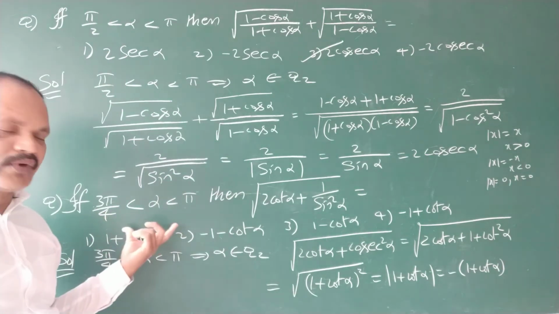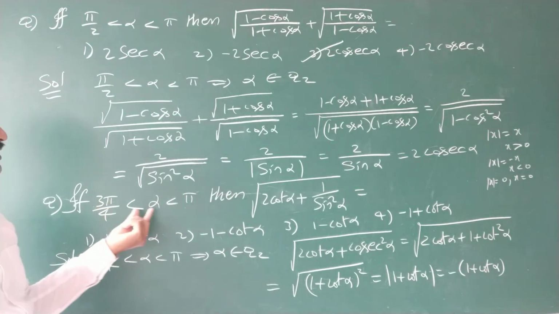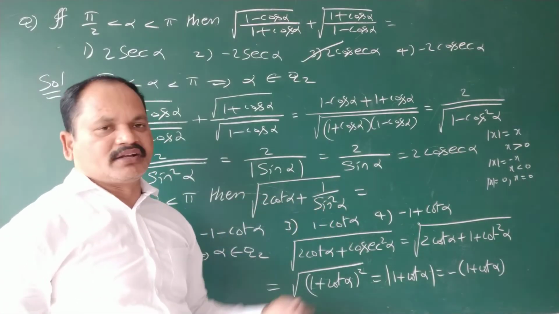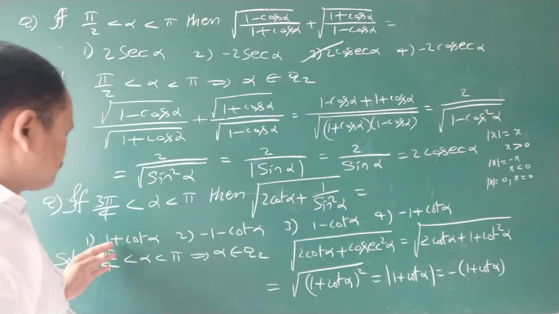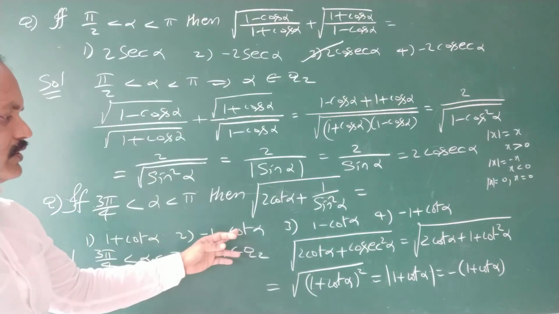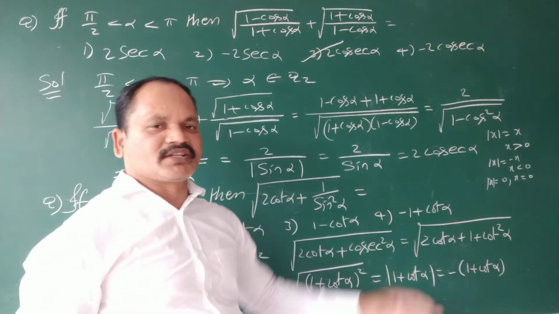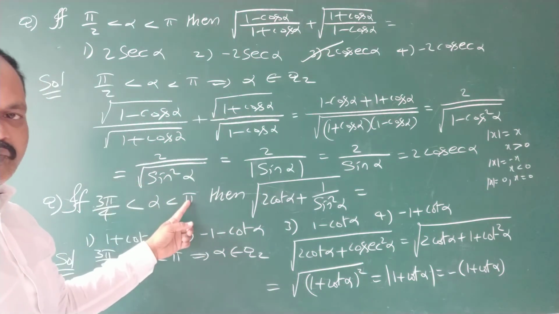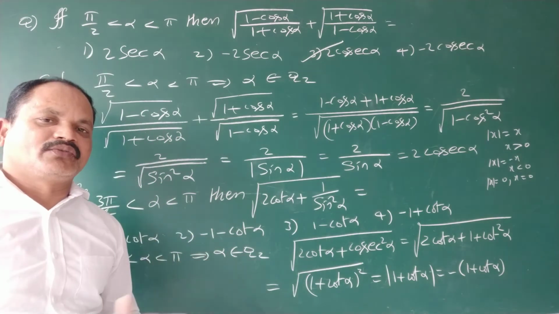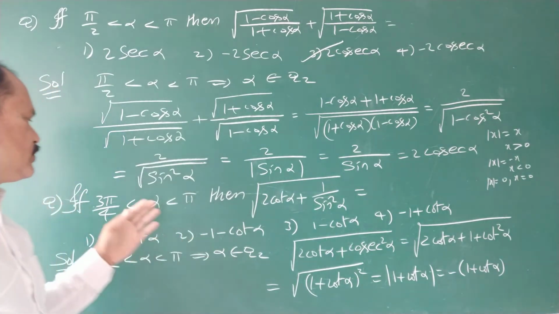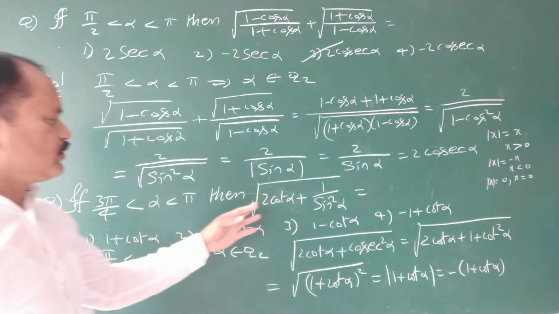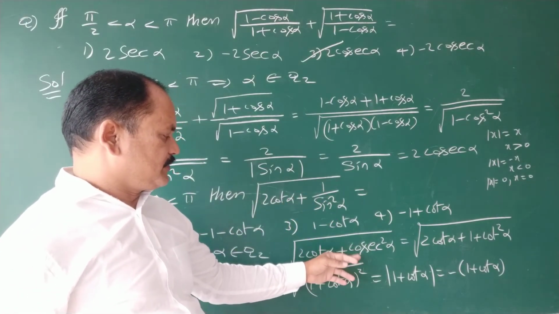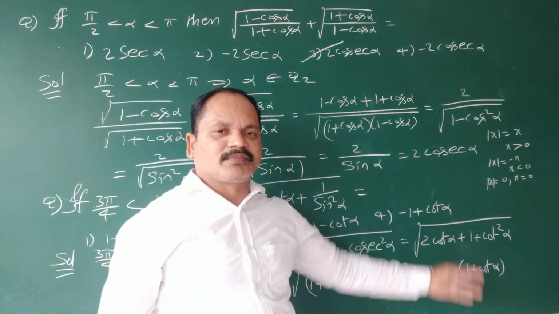Similar model question: if 3 pi by 4 is less than alpha less than pi, then root of 2 cot alpha plus 1 by sine square alpha is equal to options: 1 plus cot alpha, minus 1 minus cot alpha, 1 minus cot alpha, minus 1 plus cot alpha. Here, same, 135 to 180 degrees. In between 135 and 180, alpha belongs to Q2. Again we have to take 2 cot alpha. 1 by sine square alpha is nothing but cosecant square alpha. This cosecant square alpha is nothing but 1 plus cot square alpha.